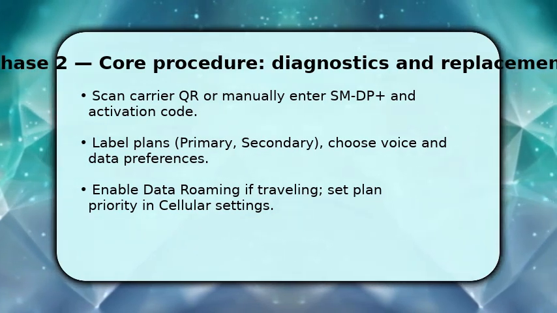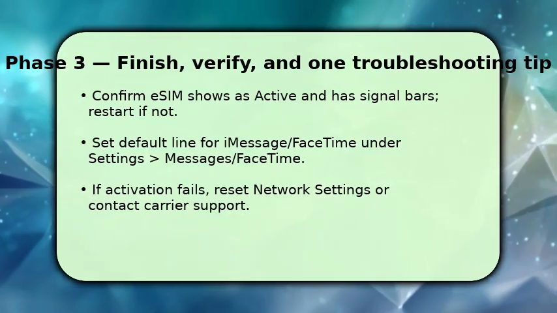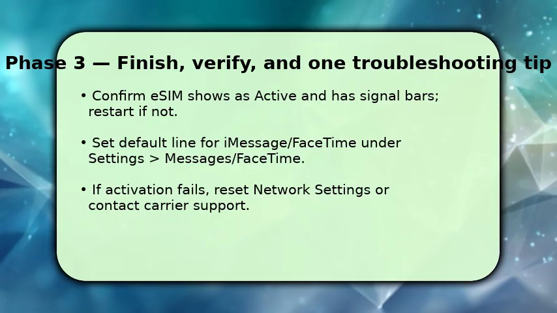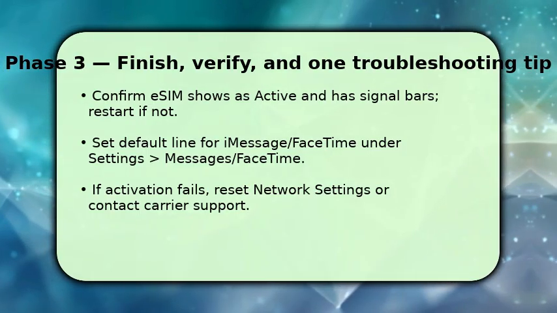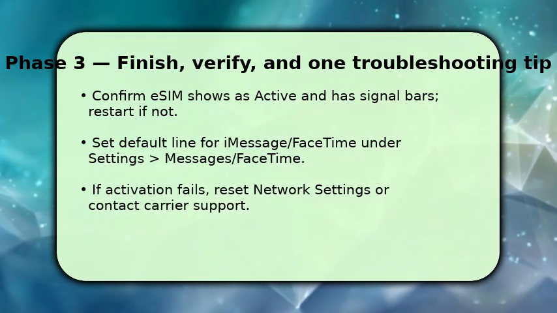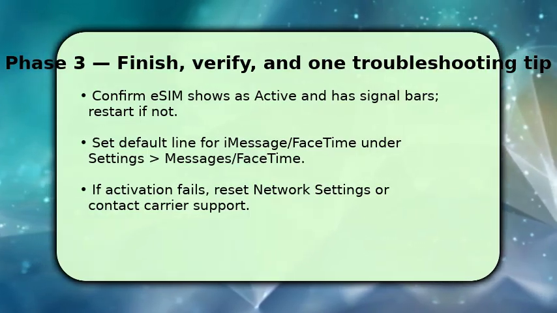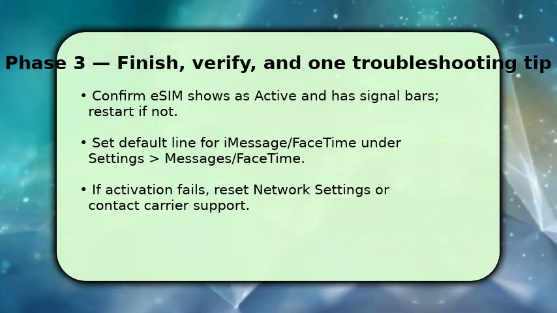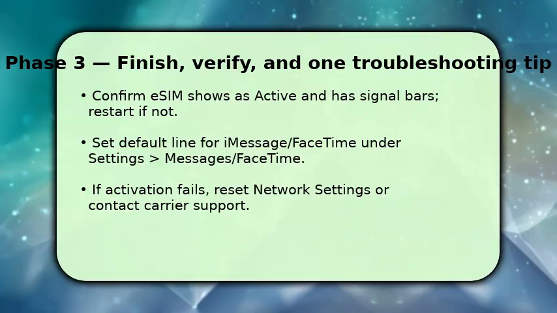Finish by verifying the new plan shows as active with signal bars. If you don't see service, restart the iPhone first. Often a reboot completes activation. Then set your default line for iMessage and FaceTime in their settings, and assign cellular data or call preferences under Cellular. If activation still fails, reset network settings as a next step and contact your carrier with the eSIM details.